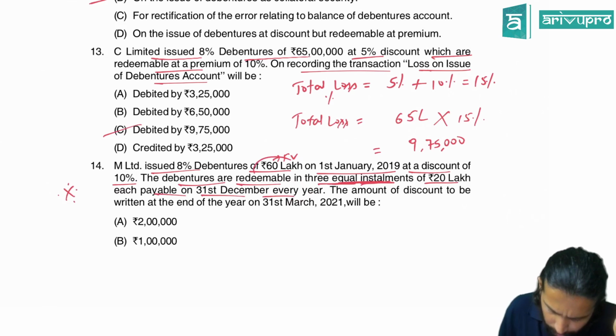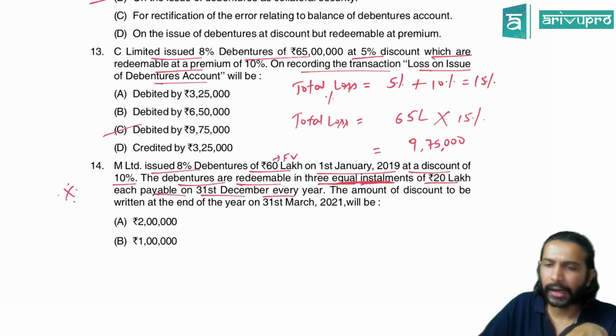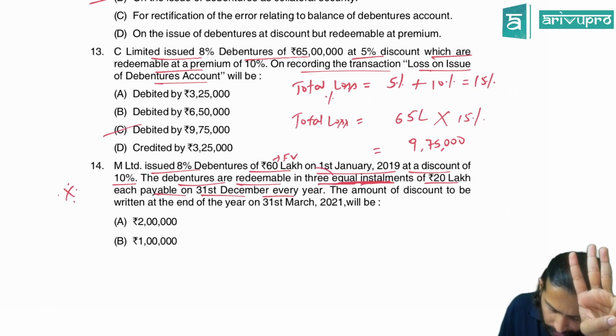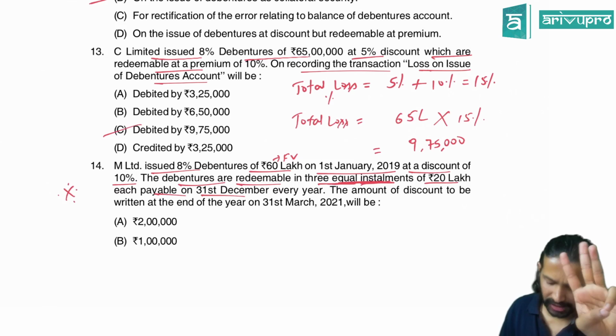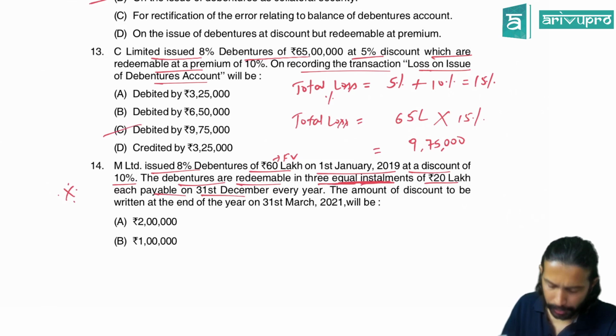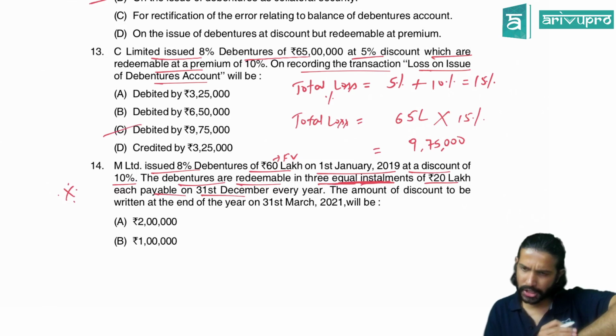What is the total value of debentures? 60 lakh. How much are they repaying every year? 20 lakh. That means they are repaying in 3 installments. That is what they have given here also. They are redeeming these debentures in 3 equal annual installments. Redemption date is 31st December. When 31st December comes, the company will pay off this.